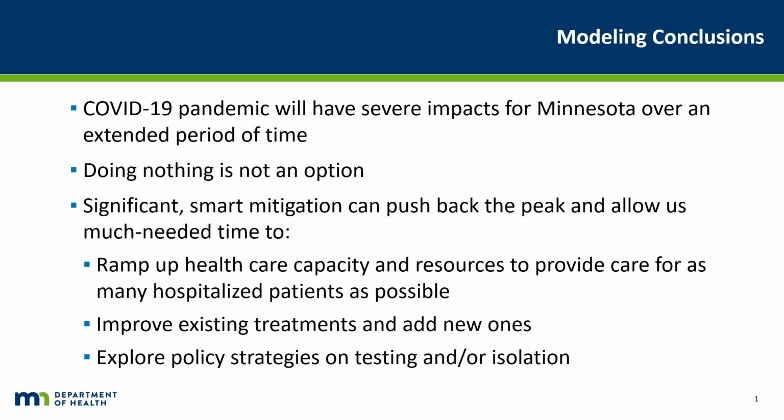So the governor's significant smart mitigation strategy is aimed at accomplishing three things: pushing back the peak of the disease, and thereby allowing us time to ramp up needed healthcare capacity to provide care for people who are hospitalized and require significant ICU treatment for respiratory illness, to improve existing treatments if that's possible or add new ones, and to explore a range of strategies, including on testing and isolation, to reduce the long-term impact of the pandemic.